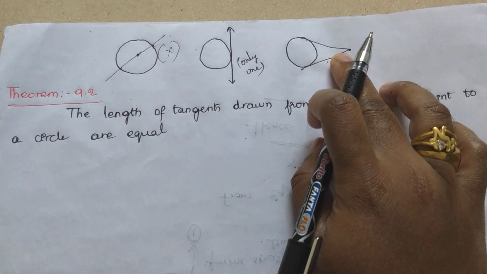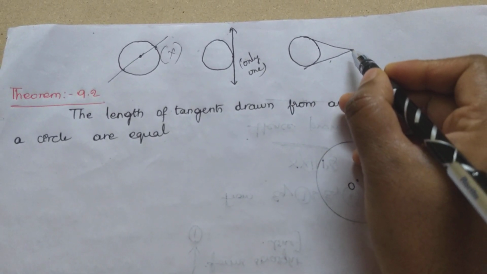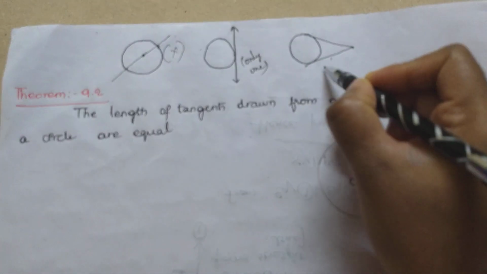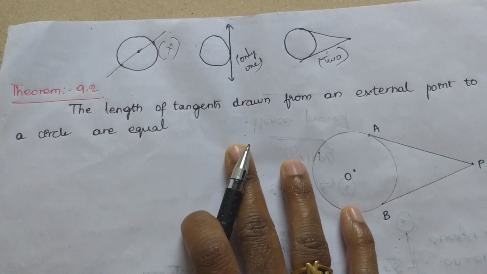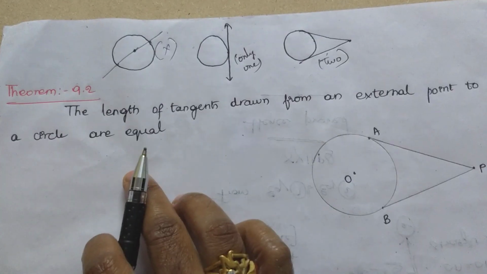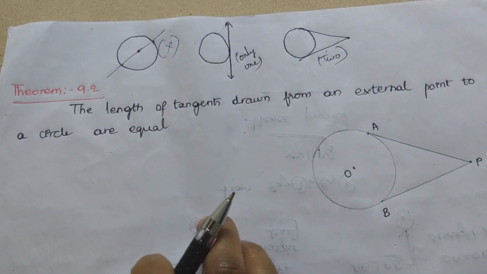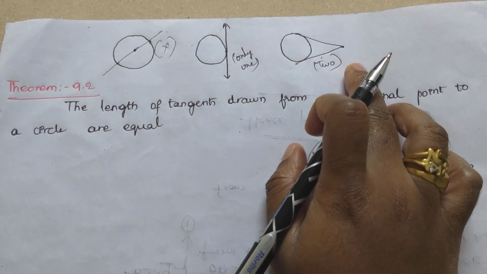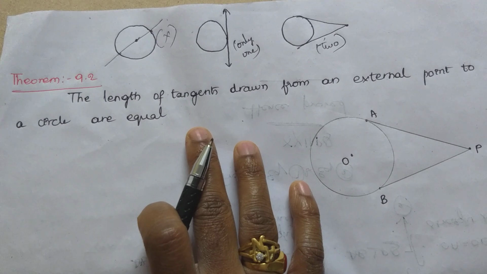If the point is given outside the circle, then from the given point the number of tangents that can be drawn is 2. If the point is external, then 2 tangents can be drawn. That is the basic concept of the number of tangents that can be drawn from any given point. Based on this concept, we are going to solve theorem 9.2.